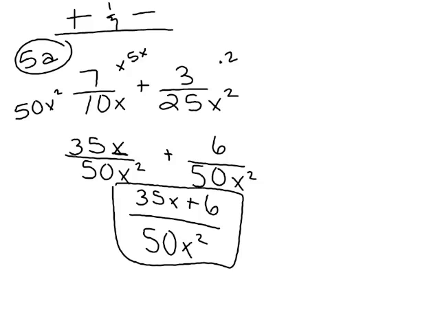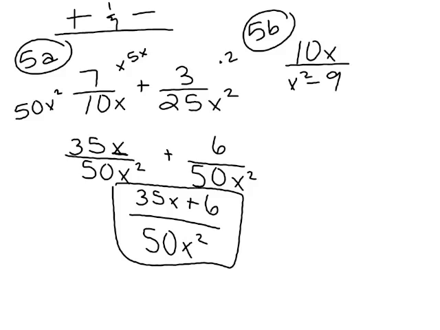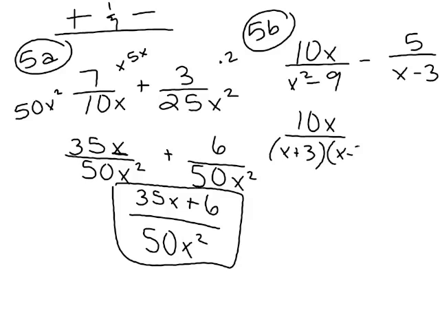So let's do 5b. Example 5b on page 113. I have 10x over x squared minus 9 minus 5 over x minus 3. So I need a common denominator, which means I need to factor this x squared minus 9. So, perfect squares. So I have x plus 3 and x minus 3. Okay. And then over here, 5 times x minus 3.